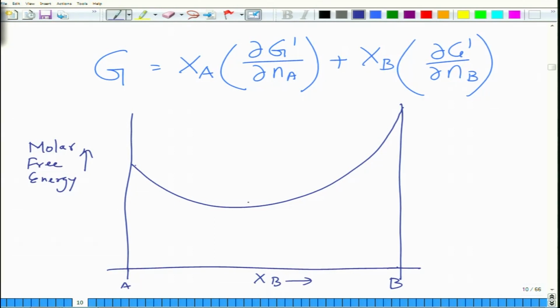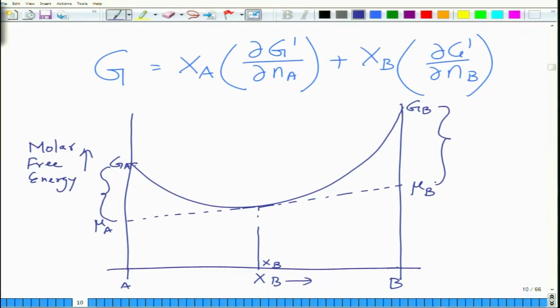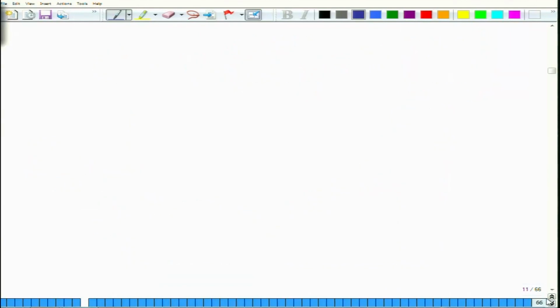So the tangent, we can see that since it's a tangent to this, let's say this is the composition XB that we are interested in. So the tangent will determine the chemical potential on two sides. This is mu, this is the free energy GA, GB, and what is this? That is what we will determine. So let's see what these are.